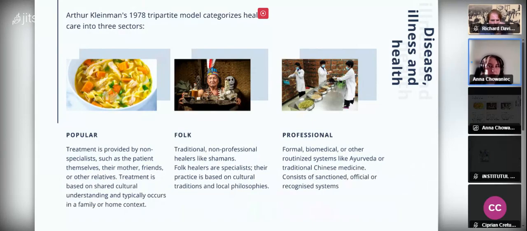Furthermore, a good introduction to the things I'll be talking about today is Kleinman's tripartite model of categorizing healthcare into three sectors. The popular sector understands treatment as provided by non-specialists, so family, friends, ourselves, in the home context. As you may hear, I'm a bit sick right now, hence I've put up chicken noodle soup here. Yeah, it's part of this popular sector of providing healthcare. Within the folk sector, healthcare is provided by non-professional healers, which means that it's not structured, not systematic in the same way.